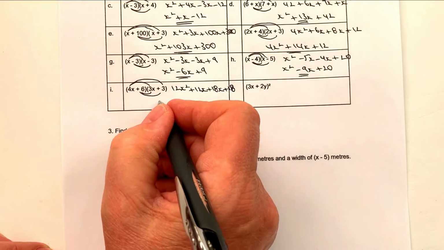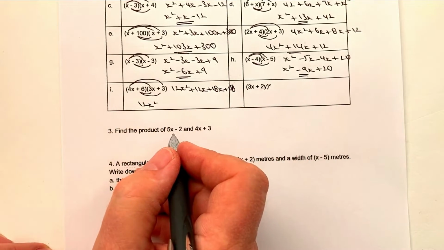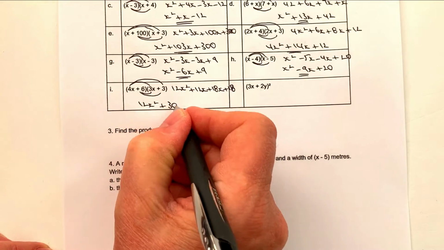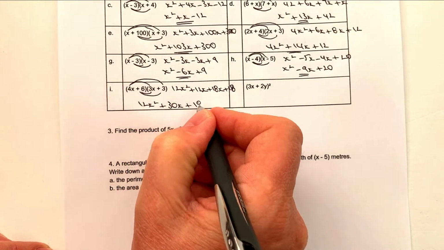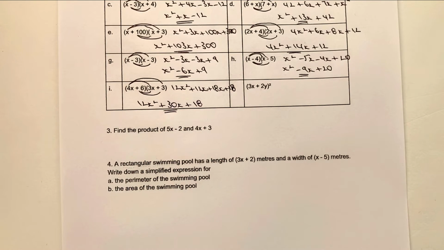Okay, tidy that all up. I'm going to get 12x squared. And 12 plus 18 is going to be plus 30x. And then plus 18 at the end. And that would be the answer to that particular question. Okay, so last one is going to be J.